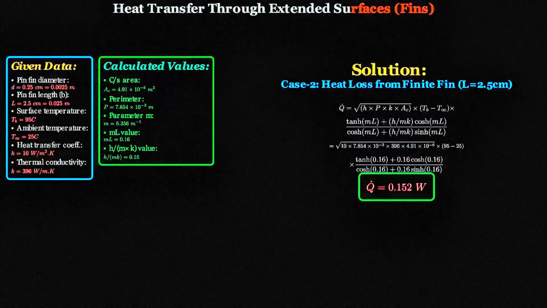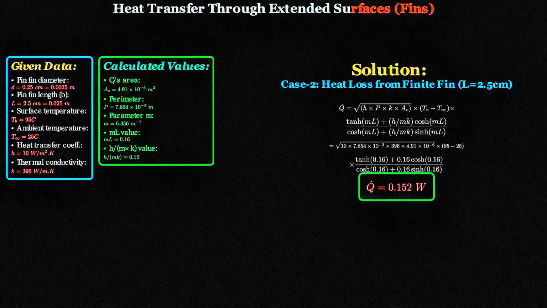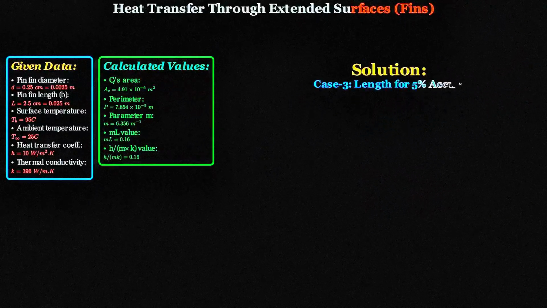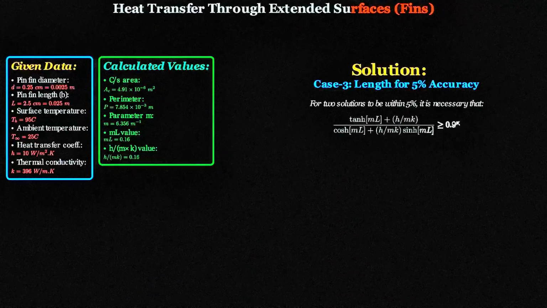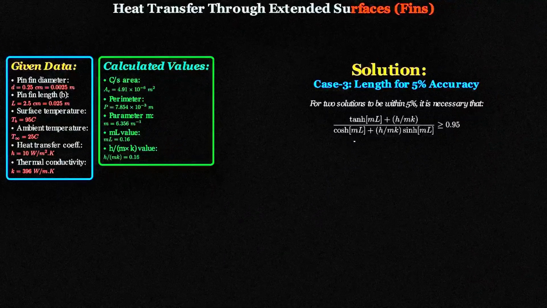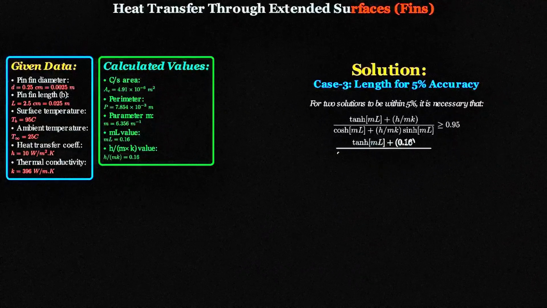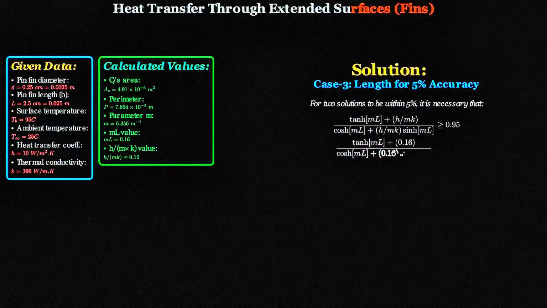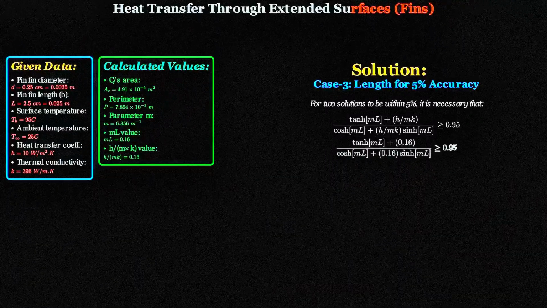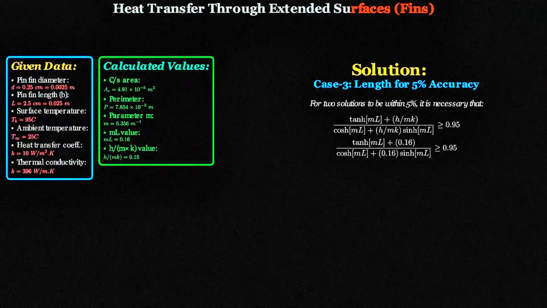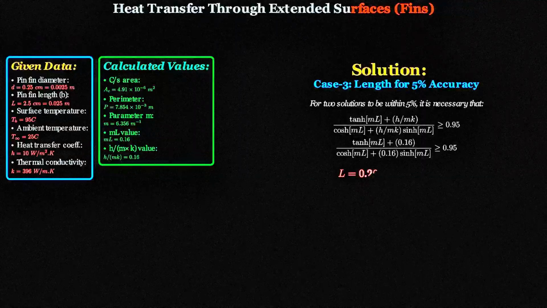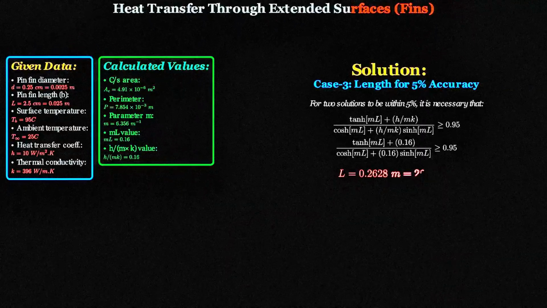Notice this is significantly less than the infinite fin case, only about 17.6% of the infinite fin heat transfer. Now for case 3. How long must the fin be for the infinitely long solution to be accurate within 5%? For the two solutions to be within 5%, the correction factor from the finite fin equation must be at least 0.95. This means hyperbolic tangent of ml plus h over mk times hyperbolic cosine of ml, divided by hyperbolic cosine of ml plus h over mk times hyperbolic sine of ml, must be greater than or equal to 0.95.